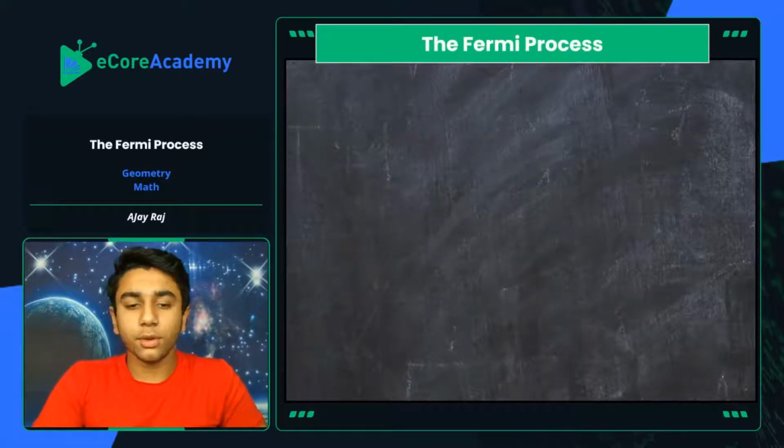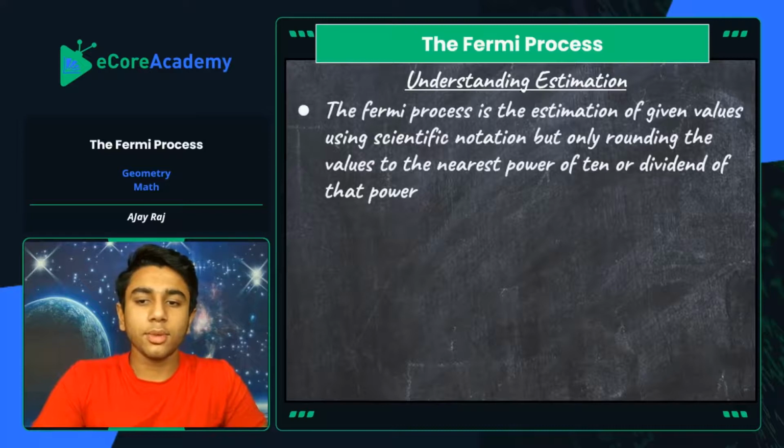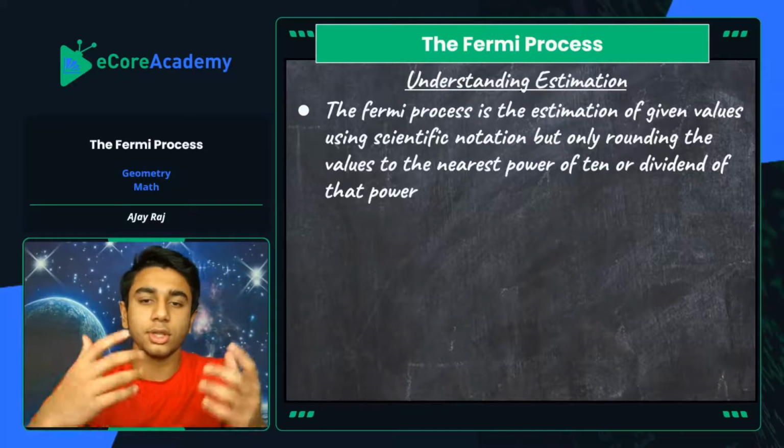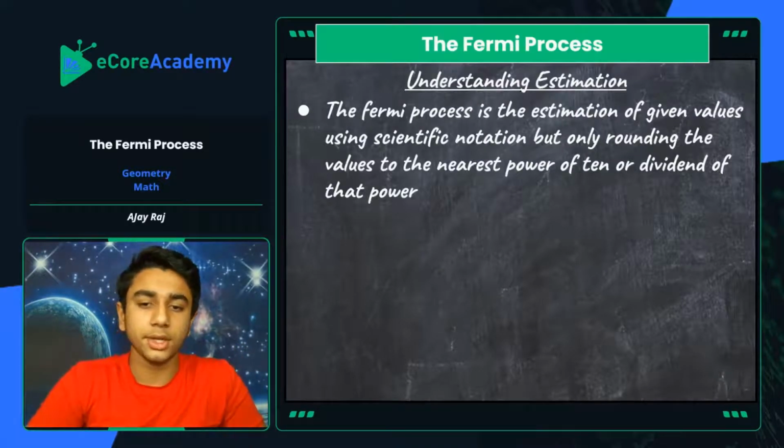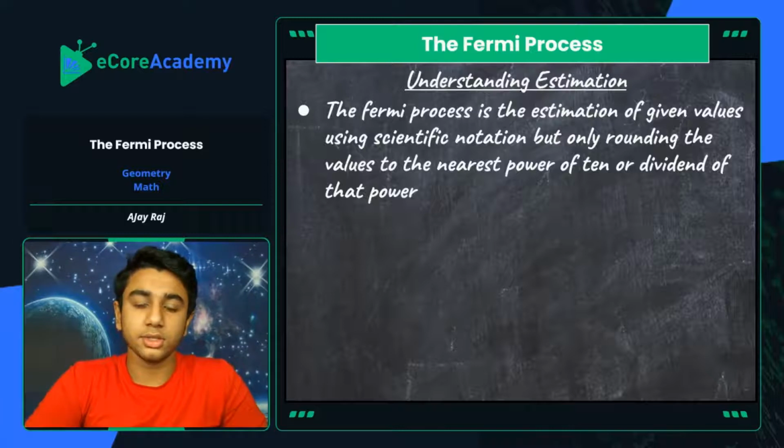So now let's take a look at the Fermi process on its own. So let's understand estimation with the Fermi process and how the whole process itself works. So the Fermi process is the estimation of given values using scientific notation. Scientific notation is something that you learned back in pre-algebra and your Algebra 1 days. Now this is just another easier process of estimation, but you're using the same process as scientific notation. But you're only rounding to the nearest power of 10. Now, it does get a lot more complex with the Fermi process because you will start to use fractions and other items as such to calculate much more accurate estimations.